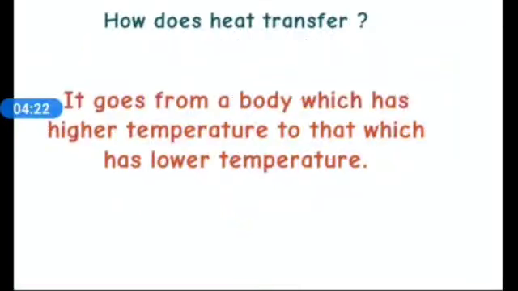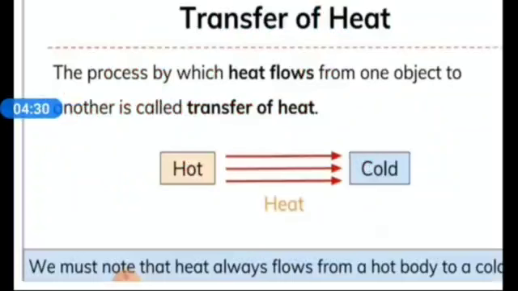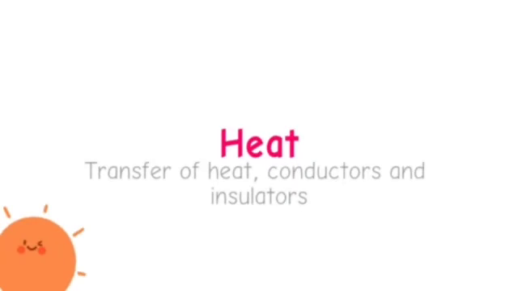How does heat transfer? Heat goes from a body which has higher temperature to that which has lower temperature. What is meant by transfer of heat? The process by which heat flows from one object to another is called transfer of heat. Children, you remember, always heat flows from hotter body to colder body. We must note that heat always flows from a hot body to a cold body.